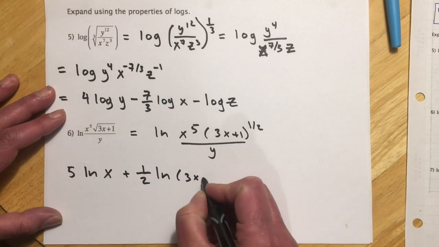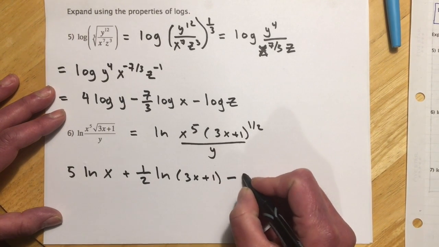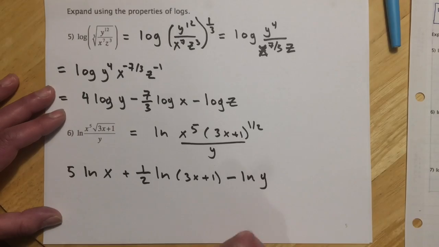ln 3x plus 1, and then a minus. I don't really need the 1 again, so ln y.